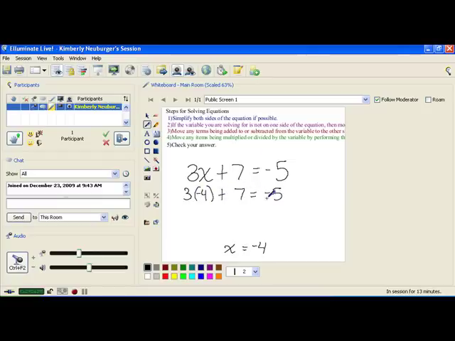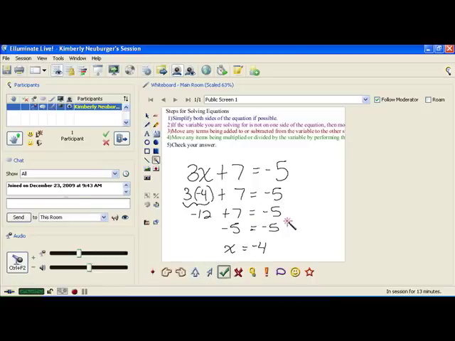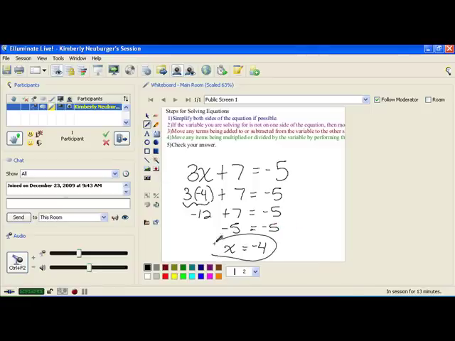Now we just follow order of operations to calculate. So 3 times negative 4 is negative 12. And then negative 12 plus 7 is negative 5. And notice that that does check out. That is a true statement. So our solution of negative 4 here should be correct. So we would say that the solution is negative 4.